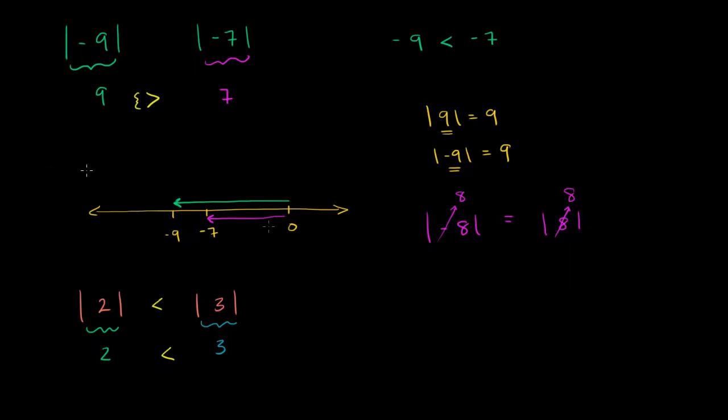Let me do a couple more examples. Let's say I wanted to compare the absolute value of negative 1 to positive 2. So the absolute value of negative 1 is just the positive version of negative 1, which is just 1. So 1 is clearly less than 2, or the other way to think about it, the absolute value of negative 1 is clearly less than 2.